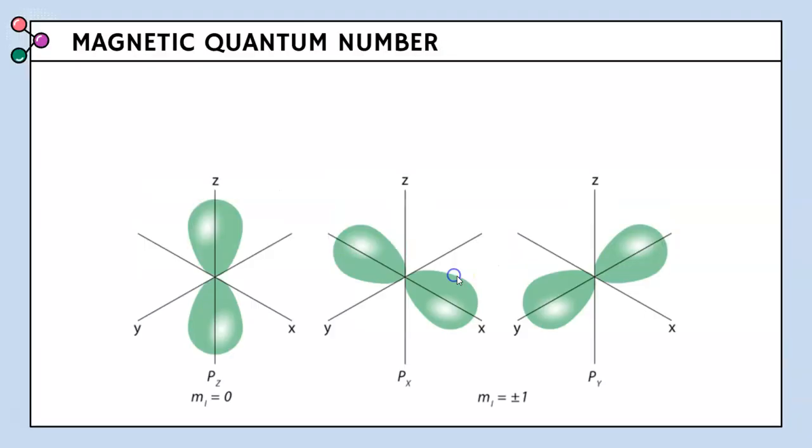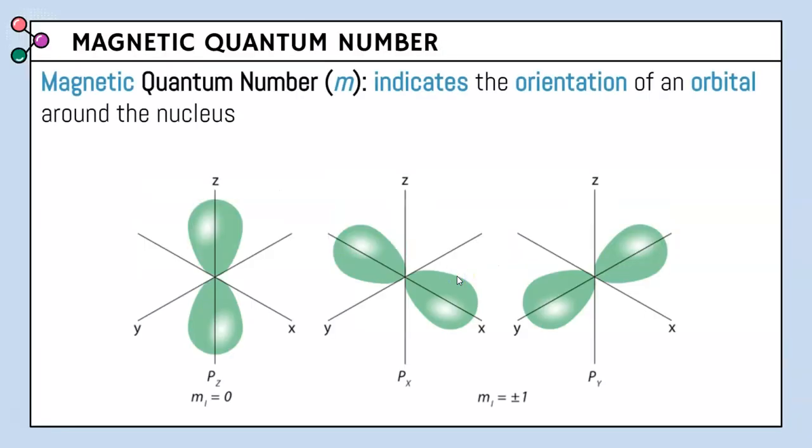Now we have our magnetic quantum number. The magnetic quantum number, which we indicate with the variable m, indicates the orientation of an orbital around the nucleus. As you can see, we have an example of what the S block would look like. We can either have the orbital go up and down, or on the x-axis or the y-axis. It just depends on the orientation. The value range for the magnetic quantum number is from negative L to positive L. It is dependent on your L value, so it's very important you get the correct L value because it's going to help you get the correct m value.